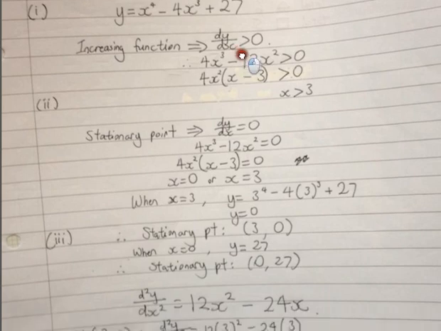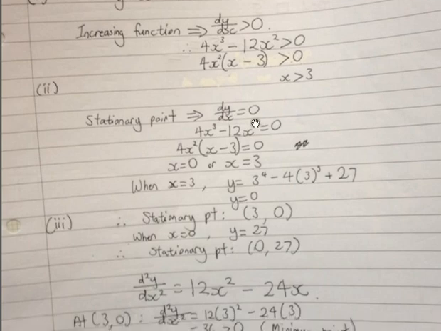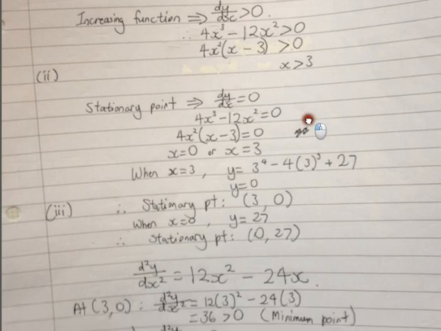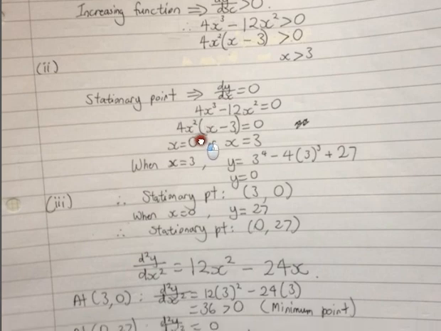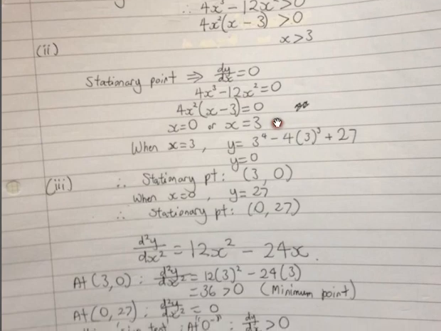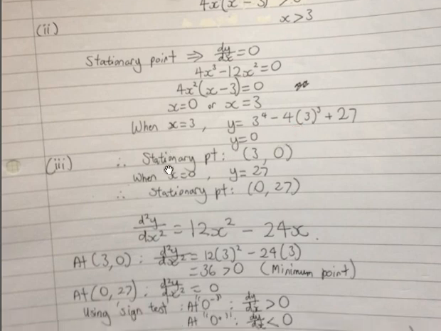For the next part, a stationary point implies that dy/dx equals 0. So we do the same thing, we set dy/dx equal to 0 and solve for x. We get x equals 0 or x equals 3. So when x equals 3, y will be equal to 0. So that is one stationary point. However, when x equals 0, y equals 27, and that's another stationary point. So altogether there are two stationary points.